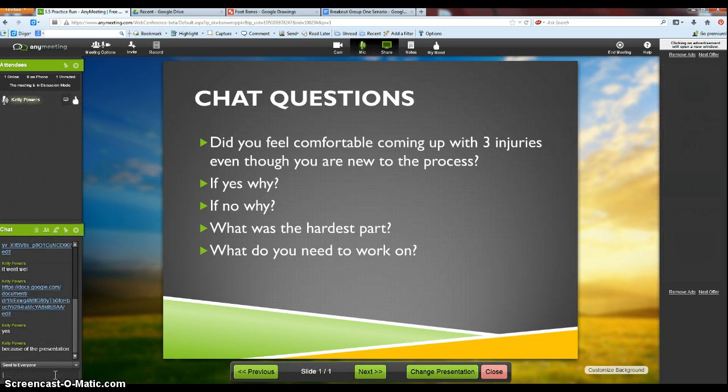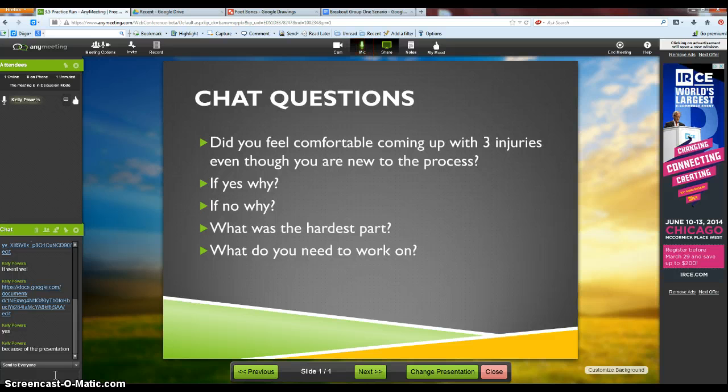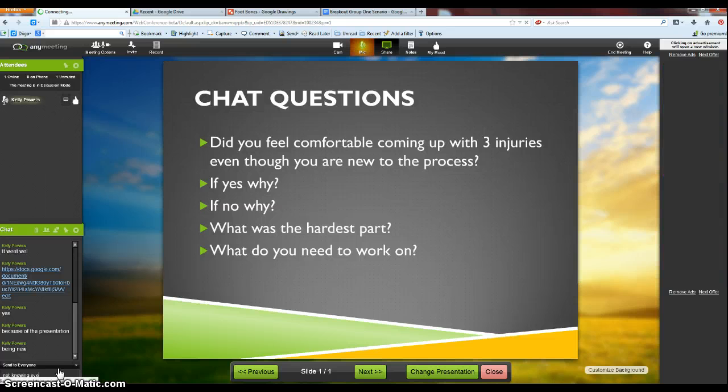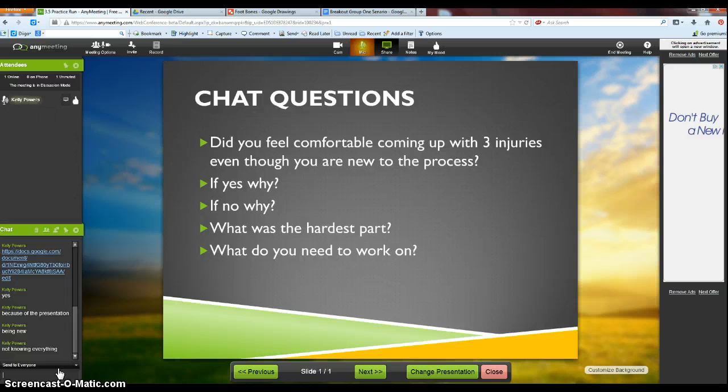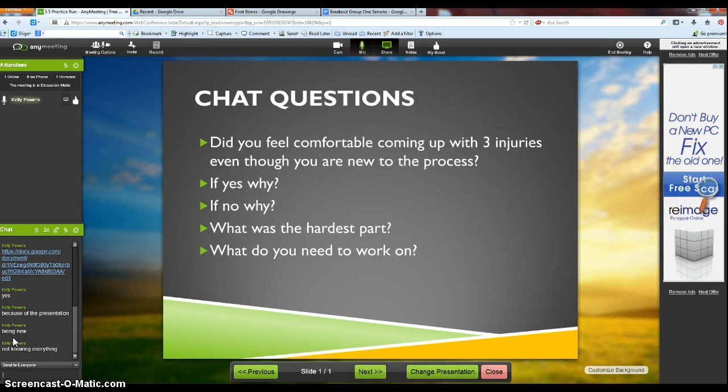Okay, so I see a lot of you thought it came very easily because we just went over the presentation, so you kind of had a reference as to what bones were where in the foot. Good, so the presentation was helpful. What was the hardest part of this assignment? Okay, so obviously being new to evaluating and not really knowing the mechanics of everything in the foot. Very good. And obviously these are things that with time and experience you will better your evaluation and palpation skills.